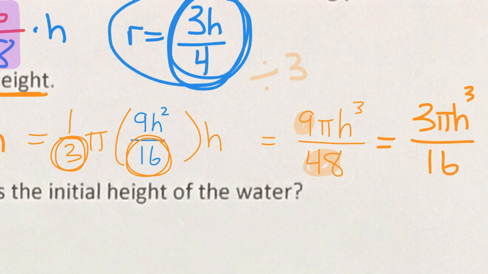That's the best equation because it's in its most reduced form. All of the numbers we get will be the smallest when we use 3 pi h cubed over 16. Your answers can still be correct with 9 pi h cubed over 48; your numbers will just be larger than the other way around. Good to know. Now that we have our equation, we can start answering these other questions.